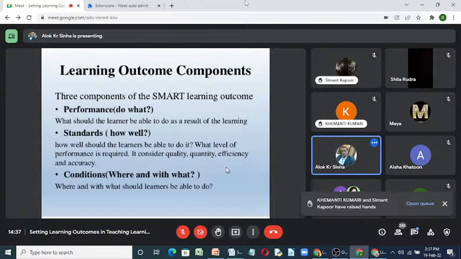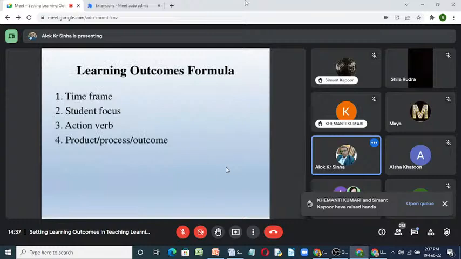And third one is conditions. Where and with what should the learner be able to do it? So it must be clear to them. The learning outcomes formula is time frame, student focus, action verb, product, process, outcomes. With the help of this formula, you can write any learning outcome.